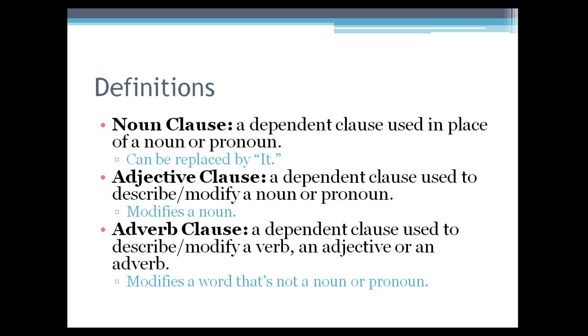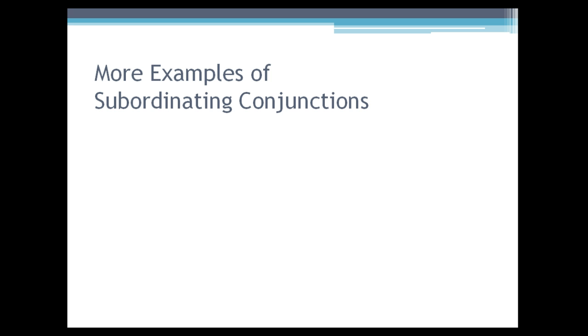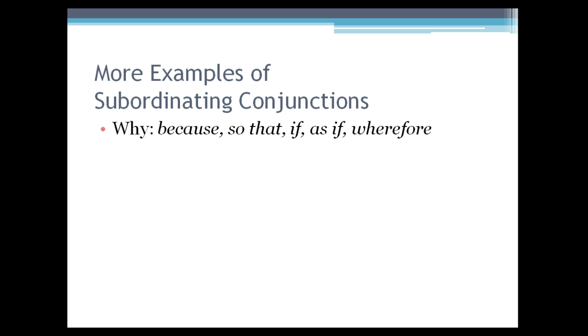An adverb clause is a dependent clause used to describe or modify a verb, an adjective, or an adverb. In other words, it's modifying a word that's not a noun or pronoun. You can take out the word clause in the definitions here, and for the better part of what we're doing, it's no different than what you've learned before. But adding it to a newer understanding such as clauses, this might be a little confusing. Let's get some more examples of subordinating conjunctions, just so we're ready to go.